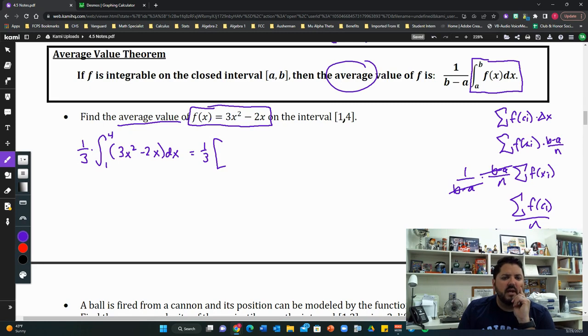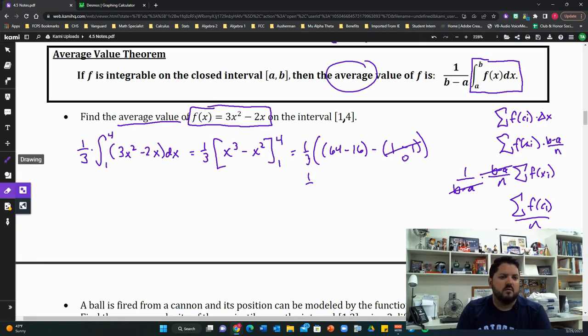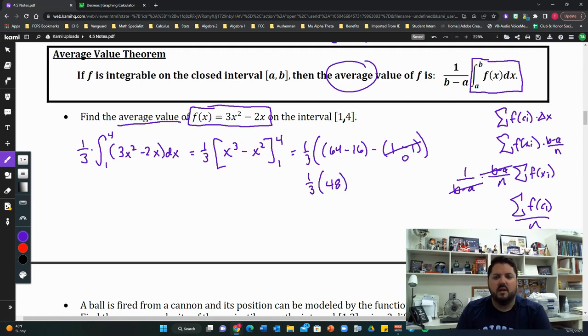So 1/3 times my integral of 3x squared, that would turn into x cubed. Integral of 2x would turn into x squared, from 1 to 4. So I'm going to take 1/3 times the result of f of b, which would produce 4 cubed is 64 minus 4 squared is 16, minus f of a, that would produce 1 minus 1, so 0. So we end up with 1/3 times 64 minus 16, that gives me 48. 1/3 times 48 is 16.